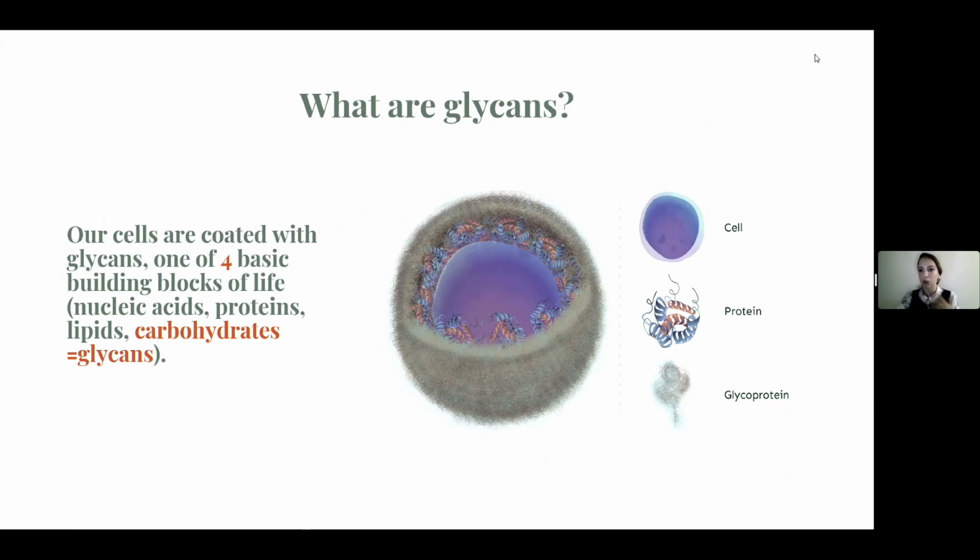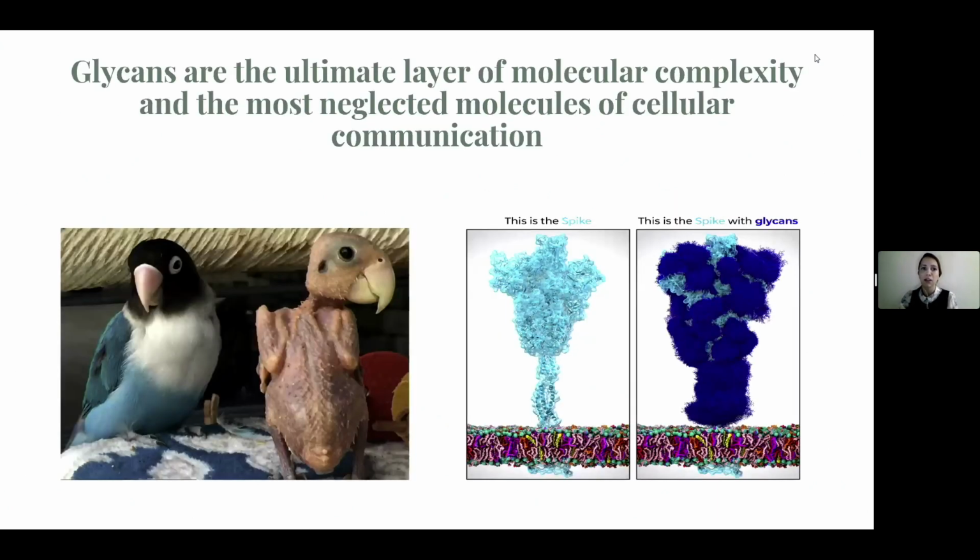When in reality, on top of this membrane, you have a huge amount of proteins which are coated in glycans. So there is a huge fuzzy net of glycans on top of every cell. And glycans are the ultimate layer of molecular complexity. So they're post-translational modification, and they're the most neglected molecules of cellular communication. Over the last couple of years, there's been a lot of talk about the spike protein. And the spike protein is often drawn as a protein, when in reality it is a glycoprotein.